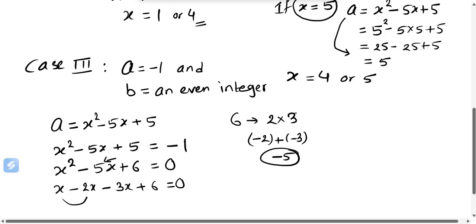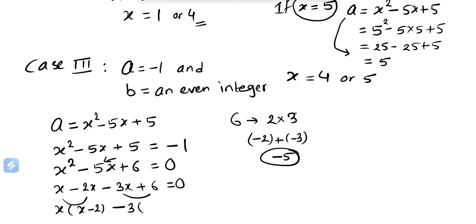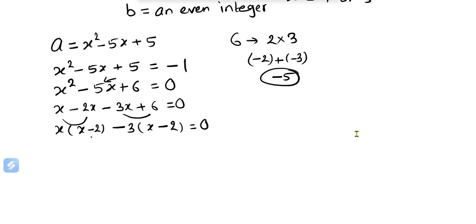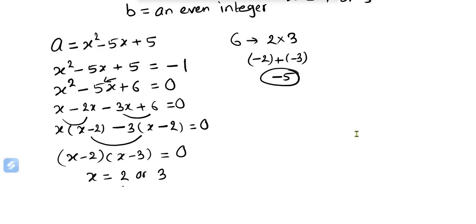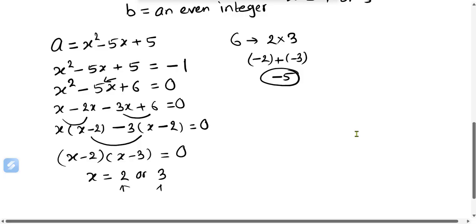So again, look at these two terms. x is common, so x factored out, x minus 2. So here -3 is common, -3 is factored out. So again, x minus 2 we have common, x minus 2 is a factor, and then x minus 3 is equal to 0. That simply means the value of x is either 2 or 3. Now, this is the value of x, which is 2 or 3.